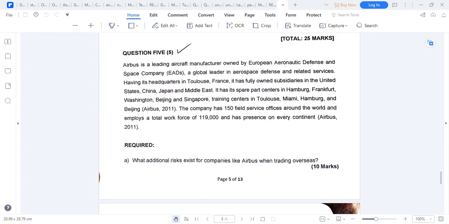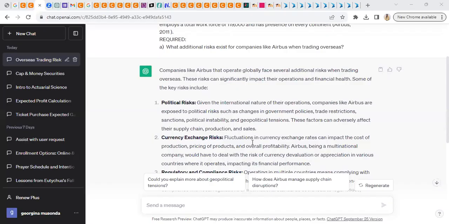Of course, we have different political environments from country to country. So a company like Airbus is more likely to be exposed to political risks, such as changes in government. Elections happen every other year, or 5 years, depending on which country. So each government that will come in will have their own policies, trade restrictions, sanctions, political instability, geopolitical tensions. Okay, like we are almost currently having with Zimbabwe. So these factors could adversely affect their supply chain.